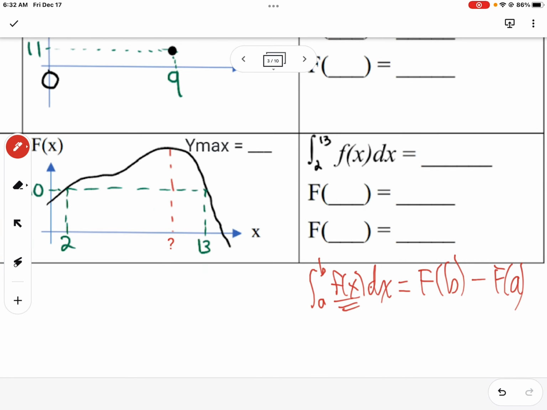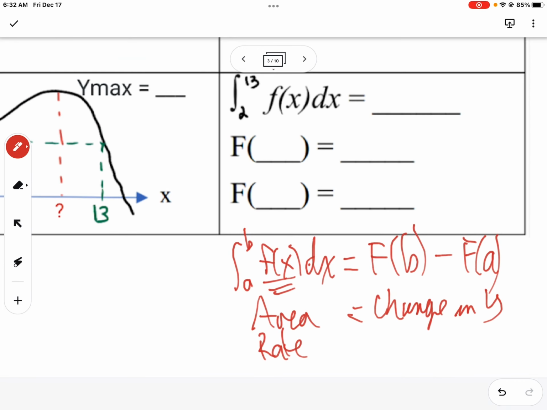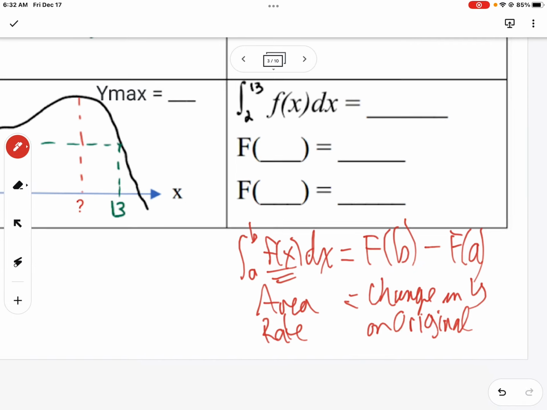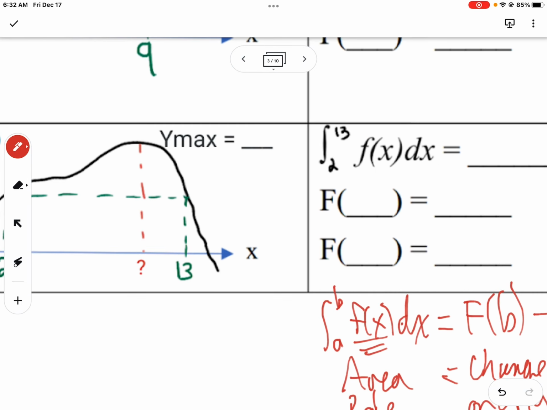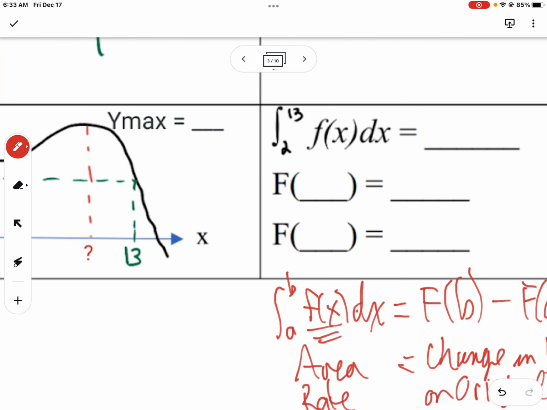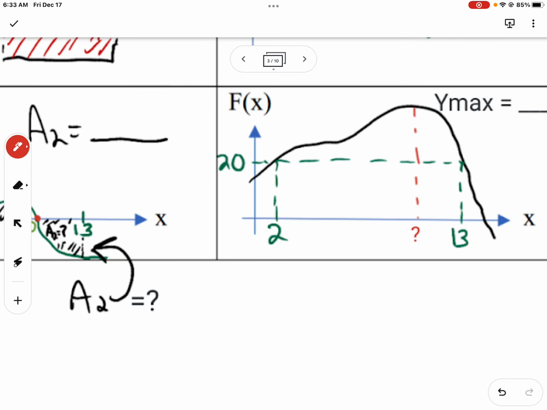Okay, so this is area. An area of rate equals the change in y value on the original. Okay, that's really important. It's this relationship over and over and over again. And I implore you to go use that snow melt, snowfall context to help you think about this. So we've got not a lot of information over here, a lot of blanks there, but we have information that we can get right off of here.